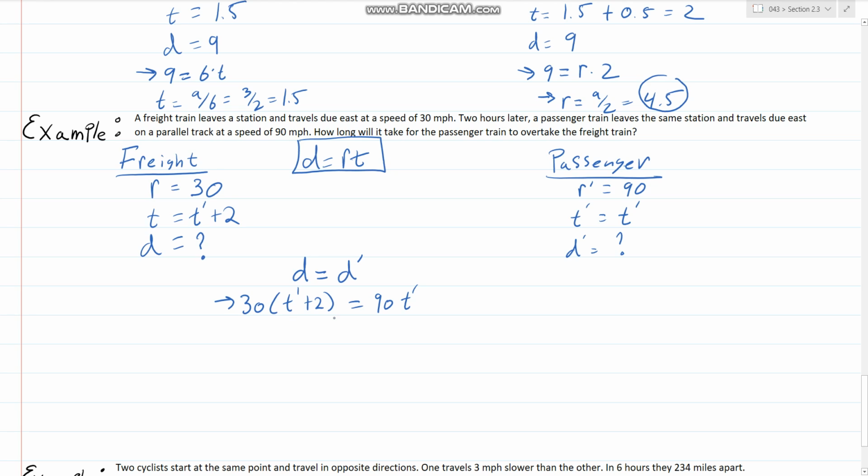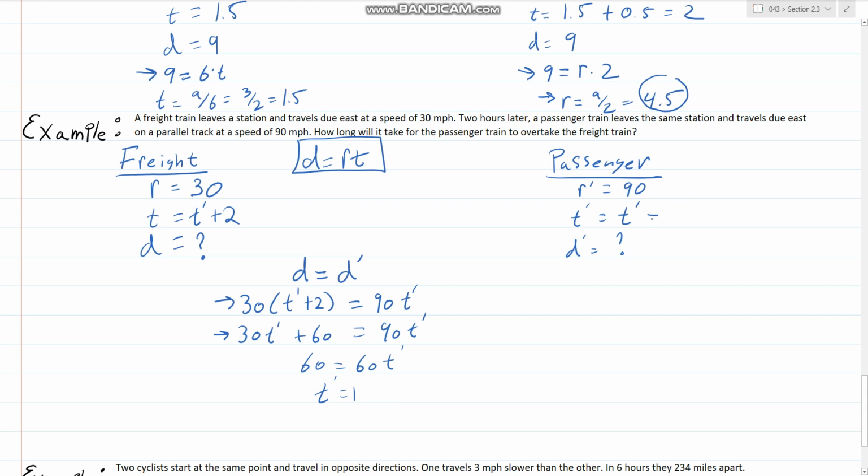If you want, you can now drop the primes, but I'm just going to keep going. So 30 t prime plus 60 equals 90 t prime. Okay, well, I can subtract on both sides. So 60 equals 60 t prime. And I can divide both sides by 60. It looks like t prime equals 1.